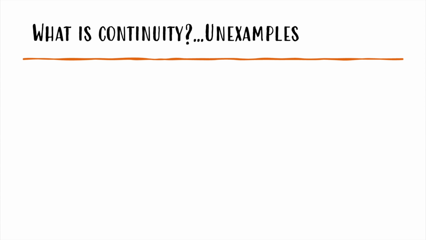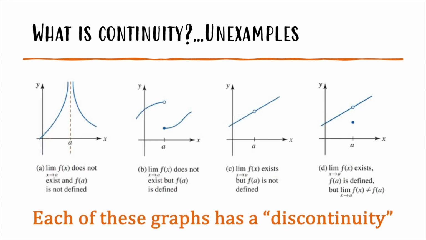Not all graphs are continuous. So I'll show you some examples of non-continuous graphs. You can see by just looking at the graph that they're not continuous. But let's also look below the graph at why mathematically they're not continuous. So for A, in the middle, it just goes off into infinity. The limit of f at a doesn't exist. Actually, f(a) doesn't exist either. So not continuous at all.